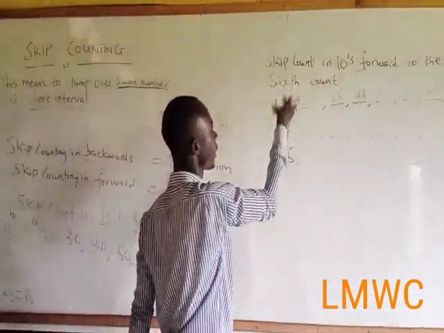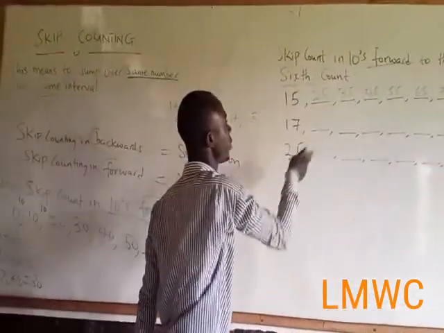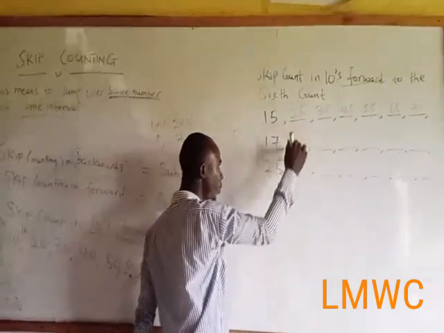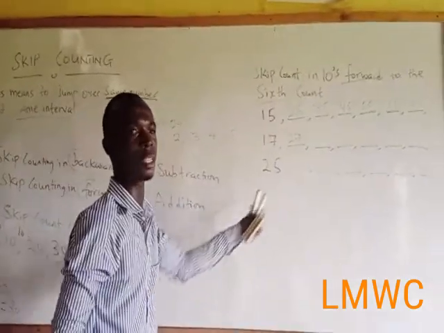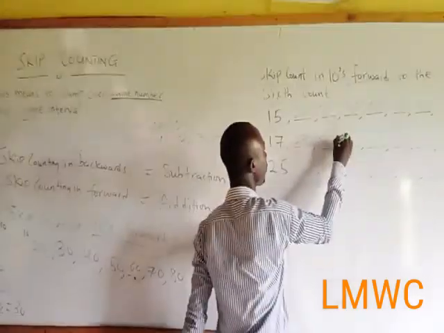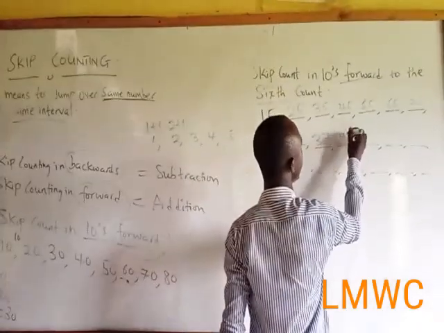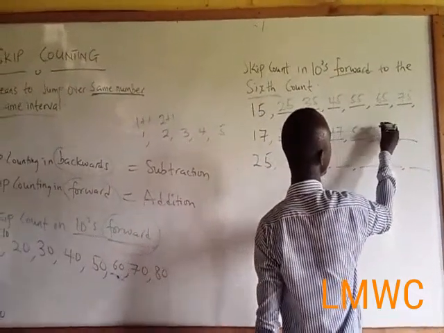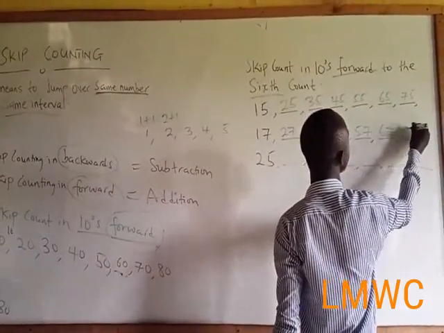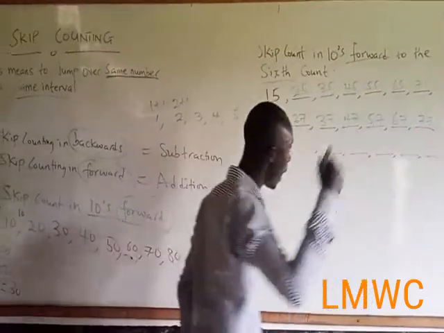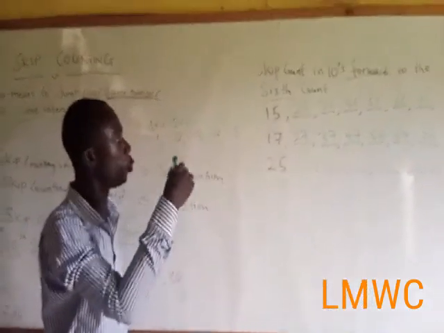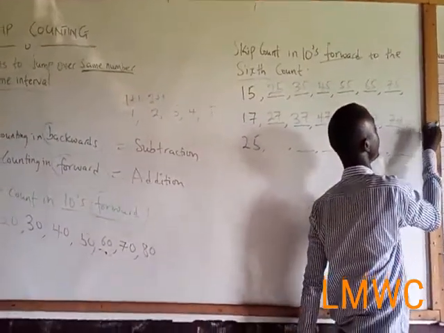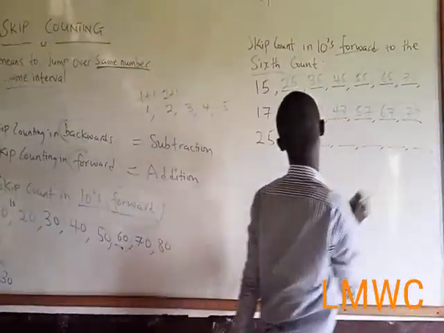Now, we are still skip counting in tens forward. So 10 plus 17 is what? 27. Add 10 to this 27, you get what? 37. Plus 10, 47. Plus 10, 57. Plus 10, 67. And plus 10, 77. If they ask you to skip count in tens forward to the seventh count, it will be what? 87, but I didn't ask you.